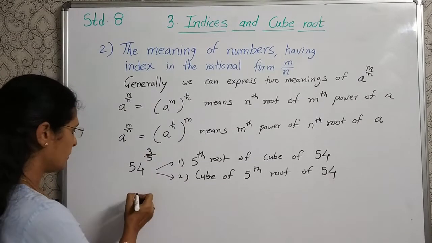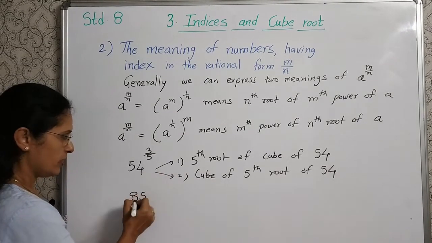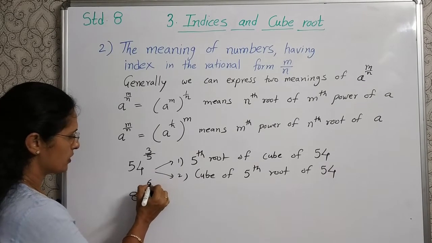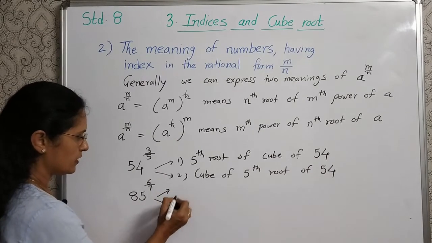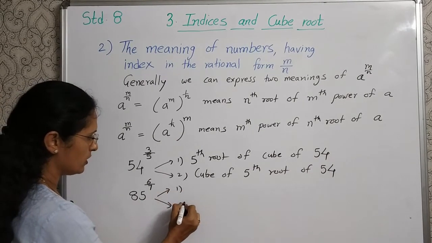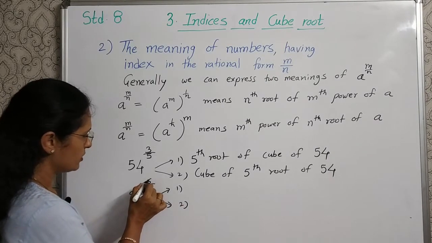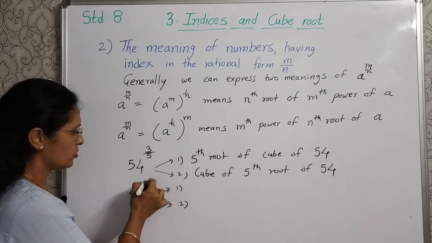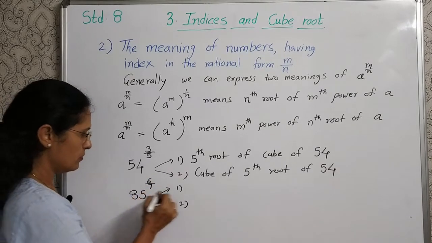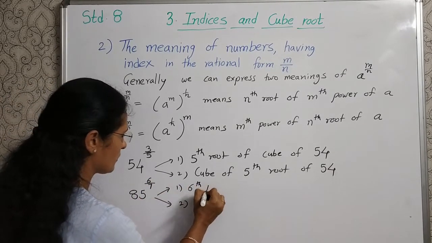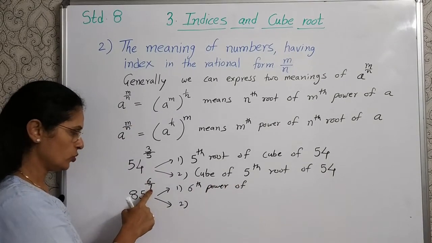We'll take another example, say 85 base and the index is 6 by 7. Now this also we can write in two different ways. So first we'll start from the 6 which is in the numerator. So this is the power and the number in the denominator, it is the root. So 6th power of 7th root of 85.